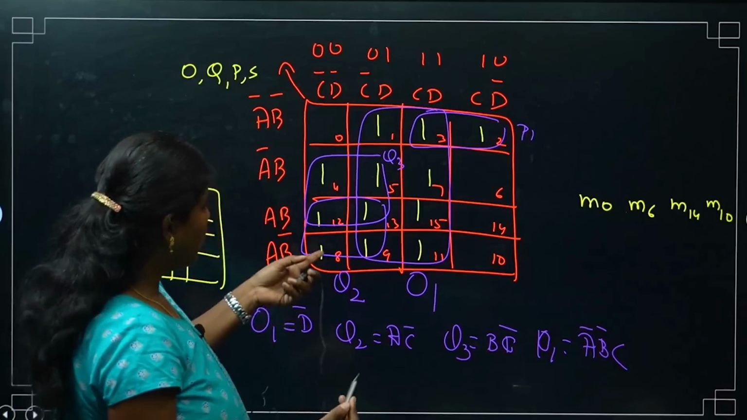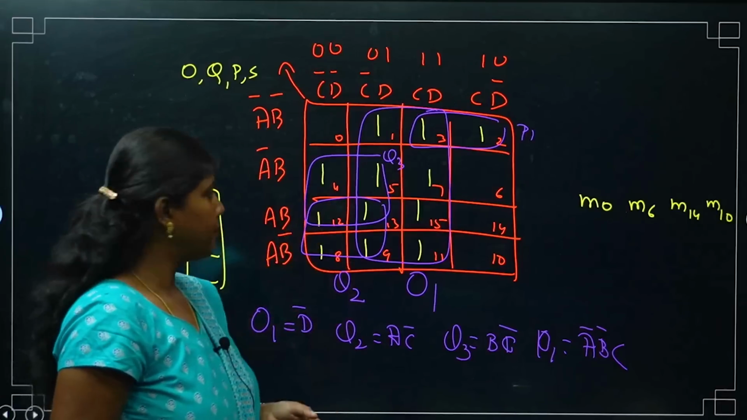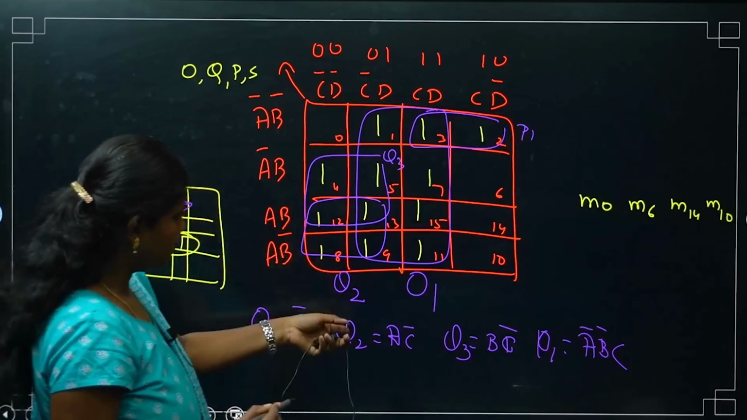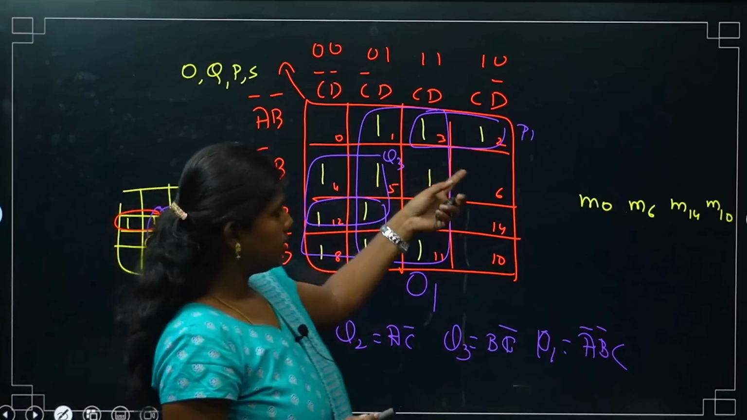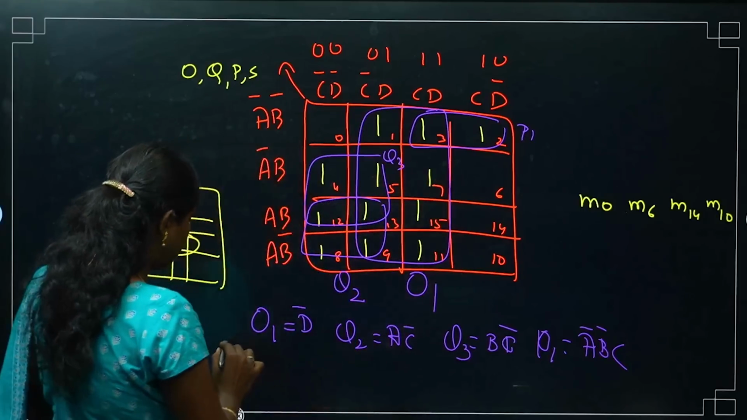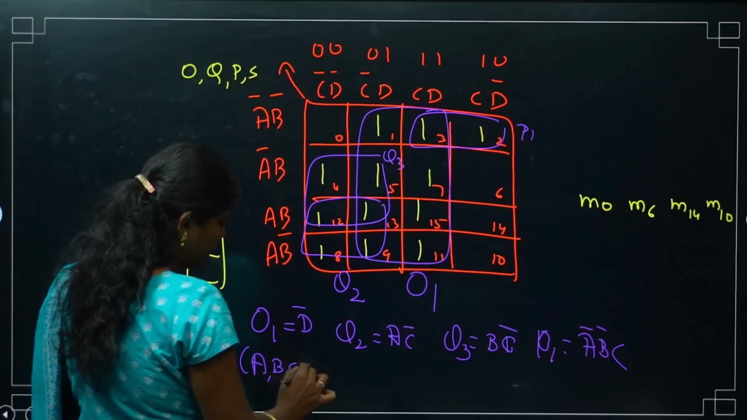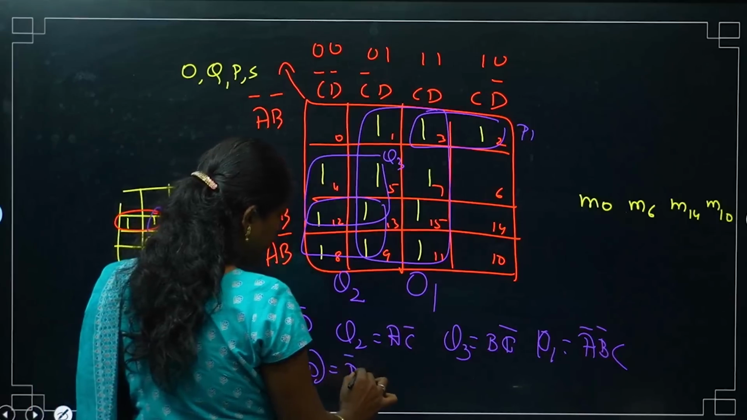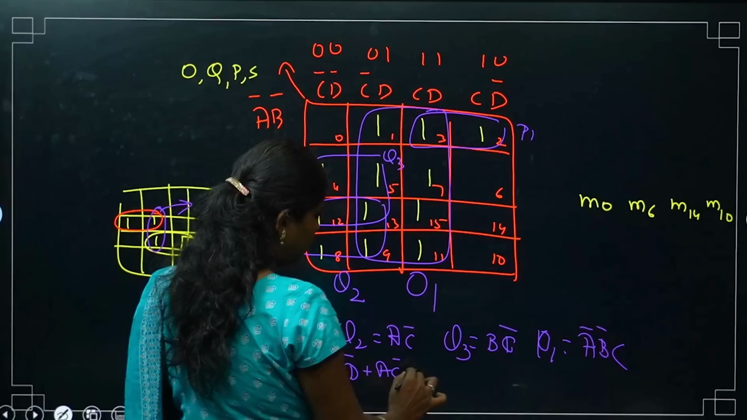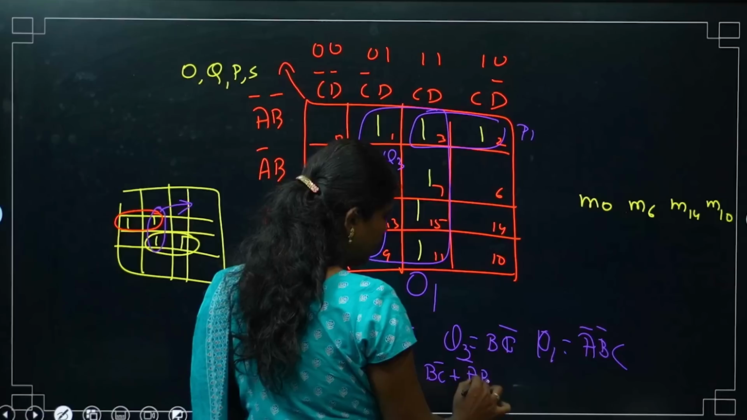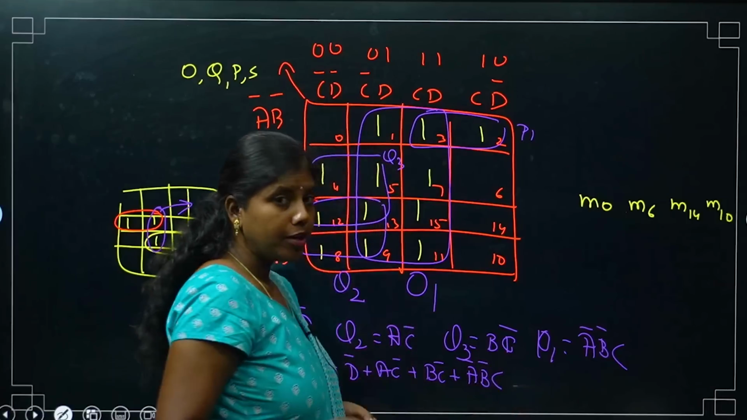Okay, so it's going to be 1 octet, 2 quads, and 1 pair, right? This is an octet, it's a quad, it's another quad, then pair. So what is the final answer? Final answer will be f of ABCD equal to D bar plus AC bar plus BC bar plus A bar B bar C. Is the point clear?